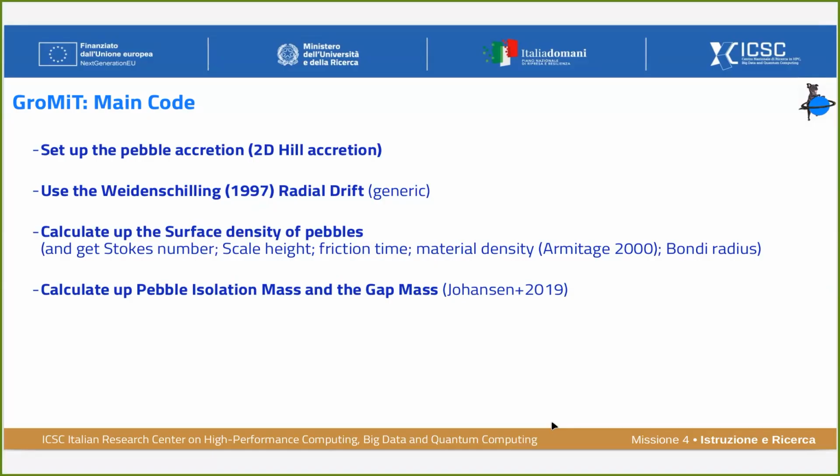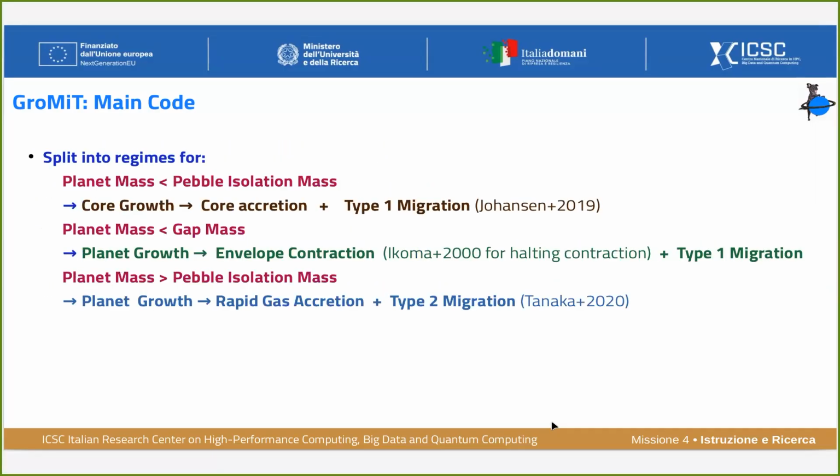We calculate the surface density of the pebbles and the isolation mass and the gap mass as Johansen in 2019 do. And then we split depending on the mass of the planet. When it's still just the core, it goes through its growth accretion and type 1 migration, while it is less than the pebble isolation mass.